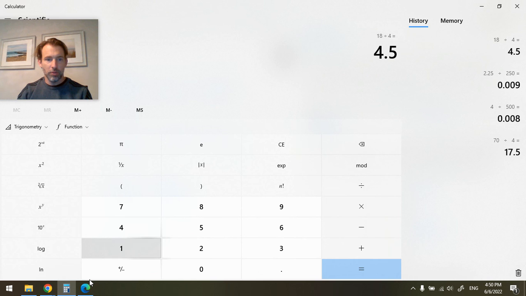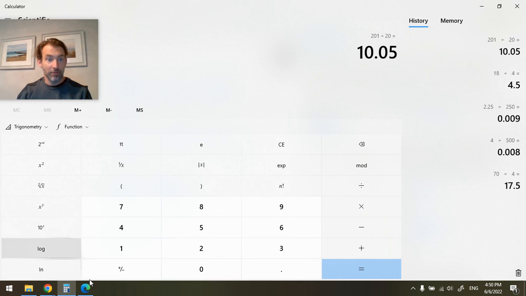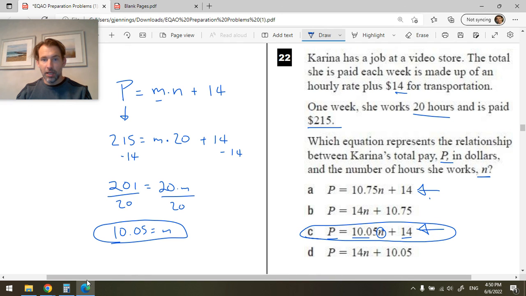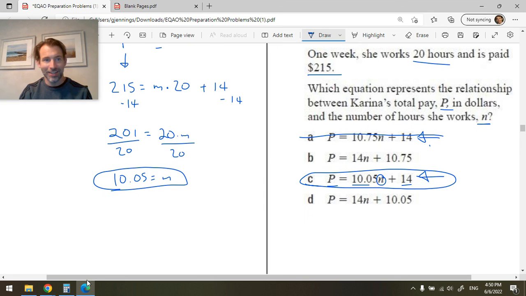Want me to prove it to you? 201 divided by 20 is equal to $10.05. $10.05 is equal to M. So here's my $10.05 is equal to M multiplied by the number of hours she works plus her transportation fee gives her her total pay. C is the correct answer. And not A, which looked tantalizingly close, but it was incorrect.